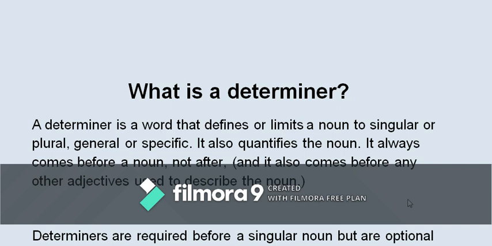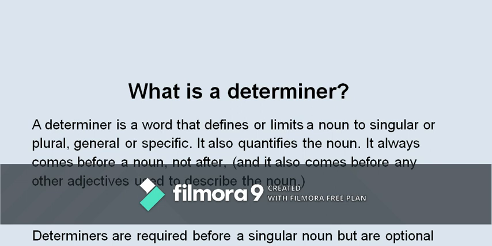or specific. So first of all, we need to know that it is a word that tells us something more about the noun. It limits it, or makes it general or specific. It also quantifies the noun. That means it tells us something about the quantity. It always comes before a noun. The place of the determiner is before a noun and not after. It also comes before any other adjectives.